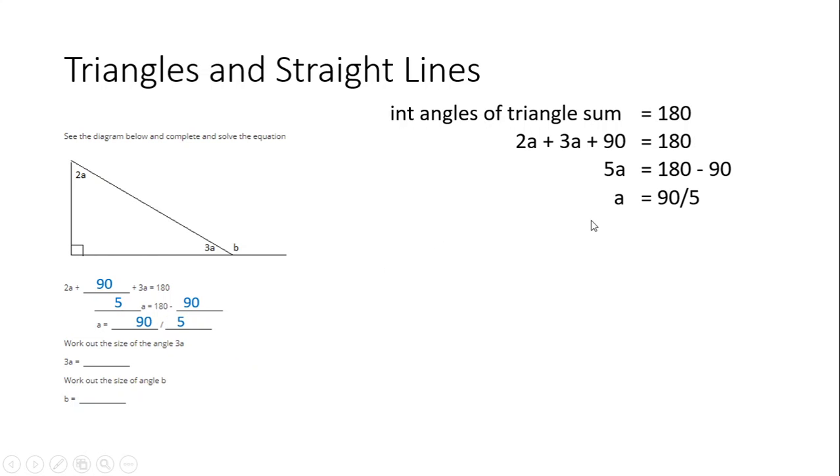Right, so I've got A on its own now. What's its value? 90 divided by 5? A must be 18. Now, knowing that A is 18 is really going to help me with this next part.